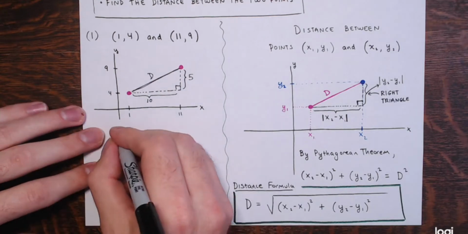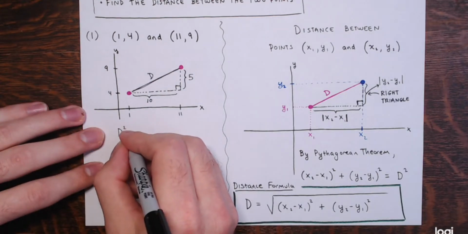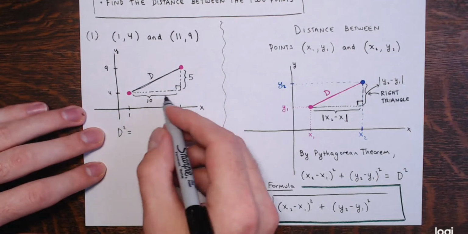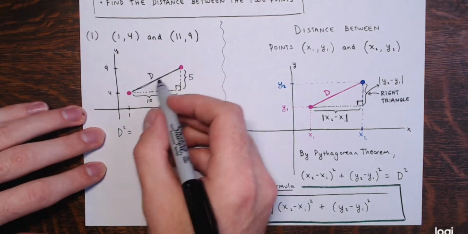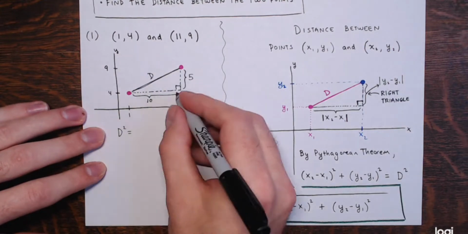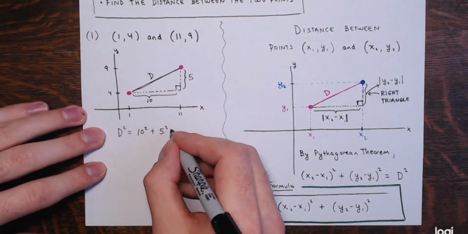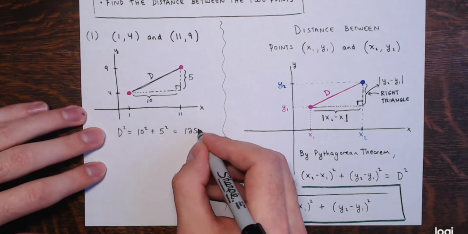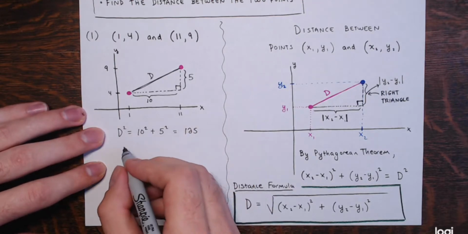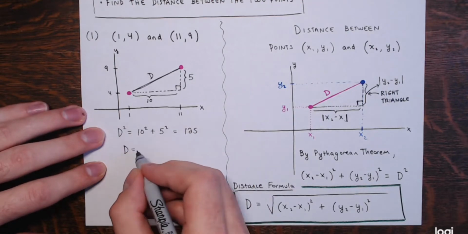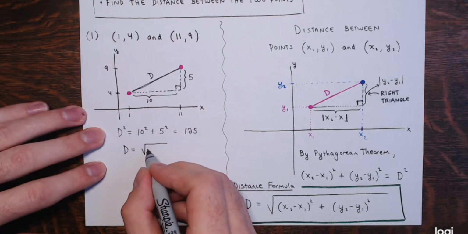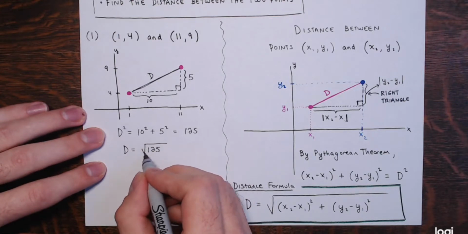And so d squared, by the Pythagorean theorem, since this is a right triangle, the hypotenuse squared would be the sum of the squares of the legs, right? It would be 10 squared plus 5 squared, which is 125, 100 plus 25. And so d is the square root of 125, and again, the positive square root.